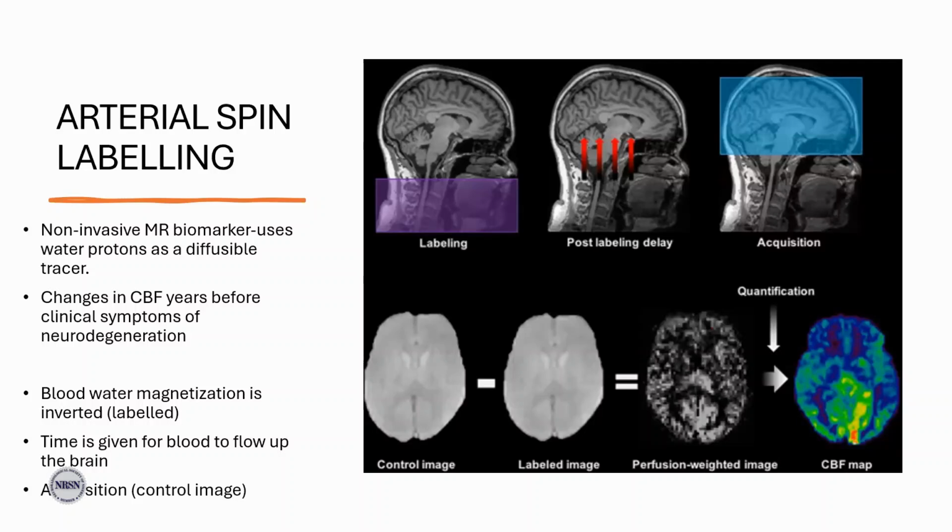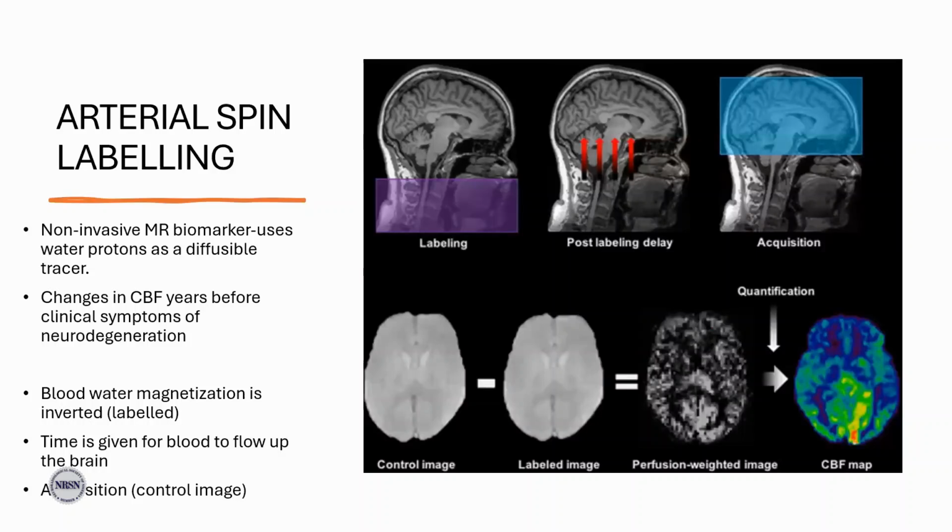Now you have almost similar control and label images superimposed together. Due to some processing algorithms, you're able to extract the perfusion weighted images from the control and label image overlap. It now gives you an idea of the perfusion of the brain, or perfusion of that region as it were.